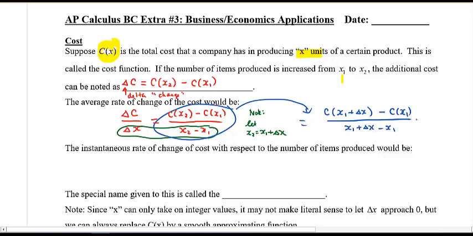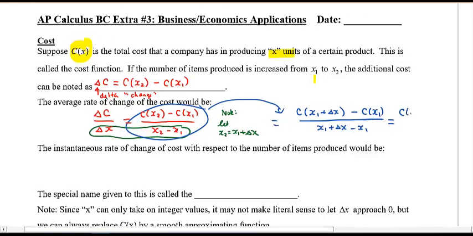And if you're thinking, where have I seen this before? You should be thinking about that. Yes, delta X. Perhaps this is the expression for the derivative. But what am I missing? Yes, I'm missing some limit notation. So what is the instantaneous rate of change then?